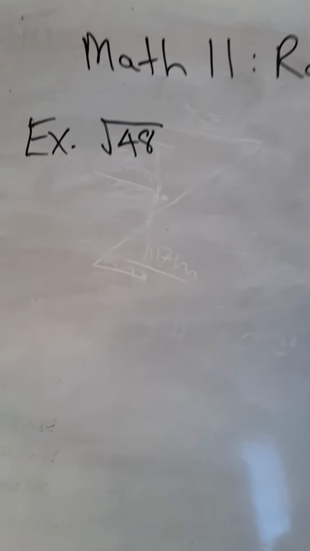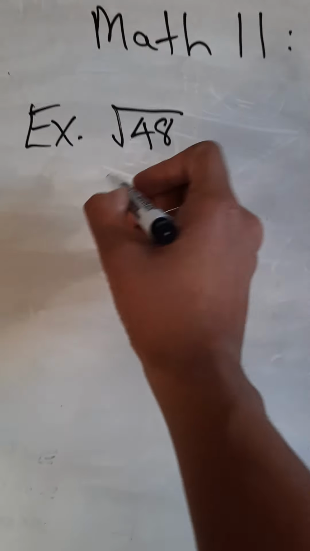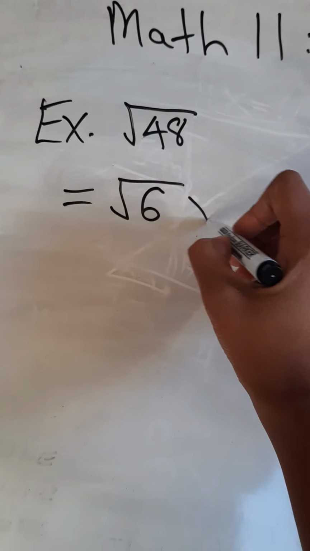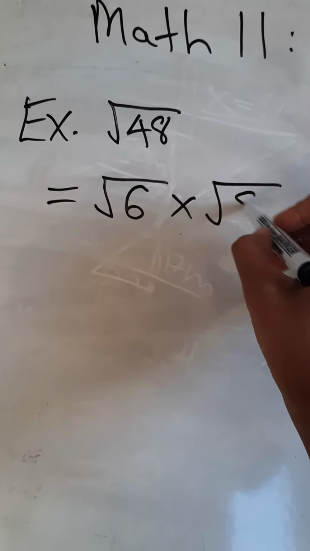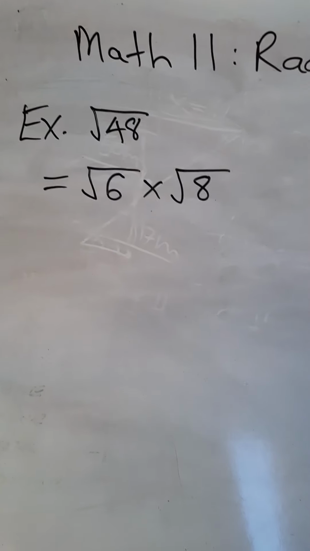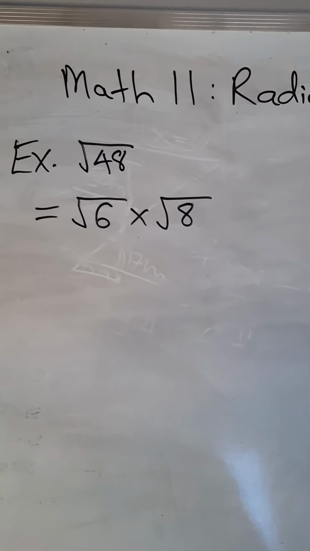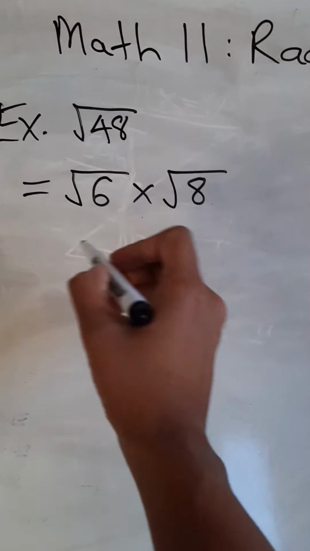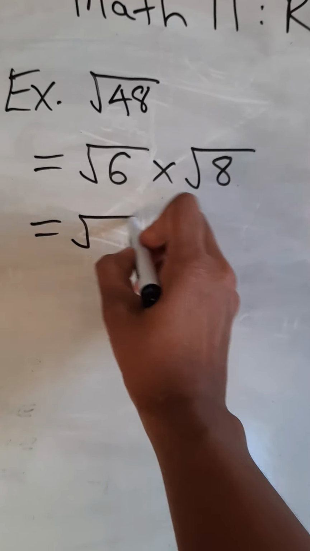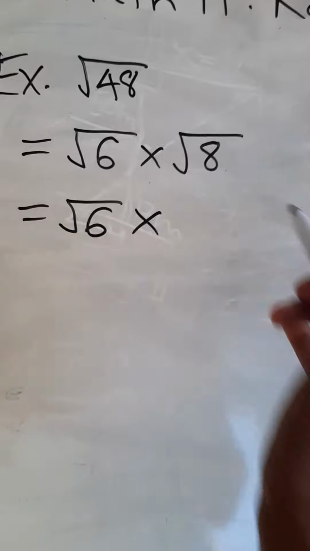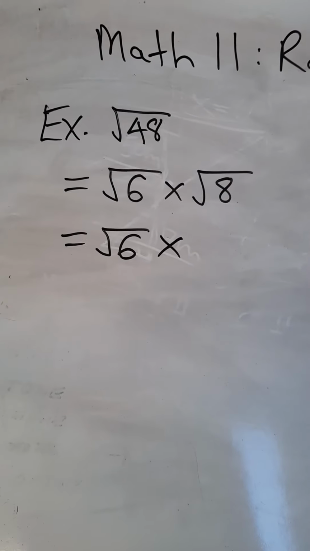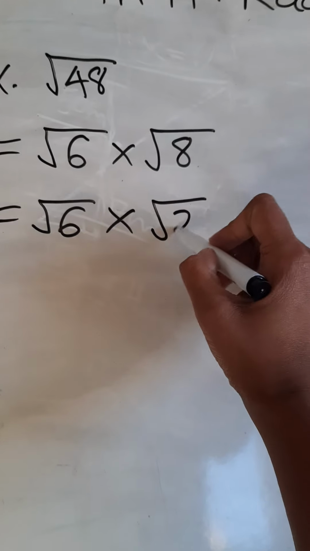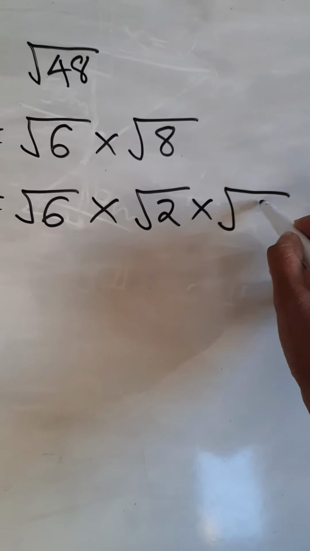I'm looking for two numbers that I can multiply to give me 48. Okay, so I'm just going to do 6 times 8, which is 48. I notice on my calculator, if I take the square root of 6, this is going to give me a decimal. So I'm going to leave it the same. However, I can break down the square root of 8 into 2 times 4. Does everyone see that?